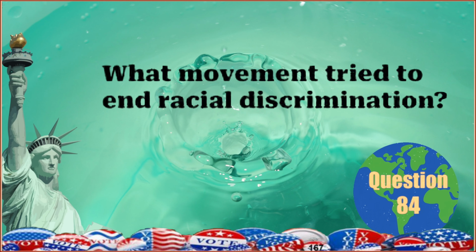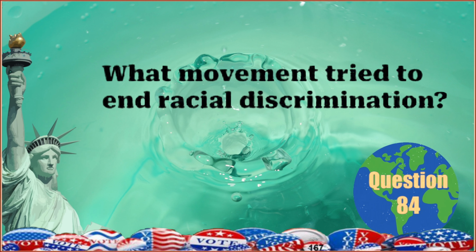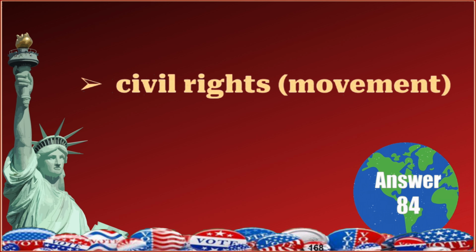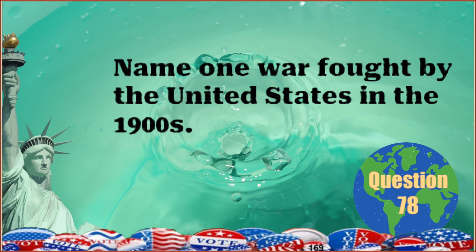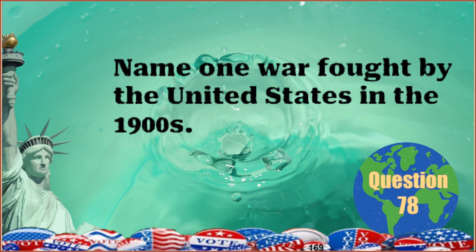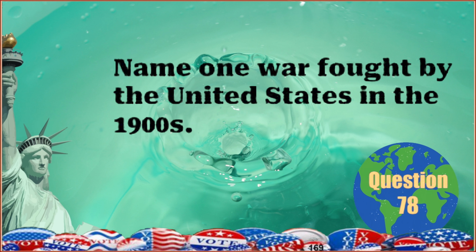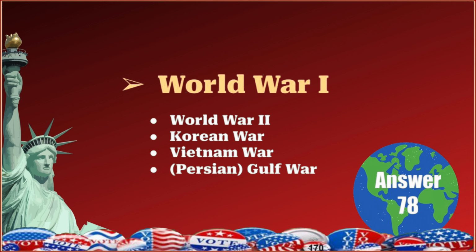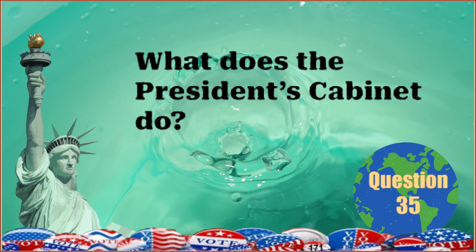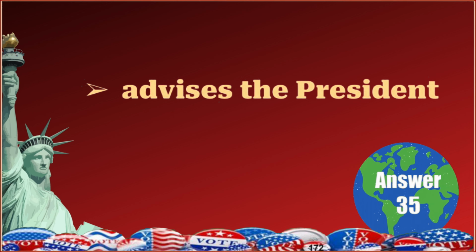What movement tried to end racial discrimination? Civil rights movement. Name one war fought by the United States in the 1900s. World War I. What does the President's Cabinet do? Advises the President.